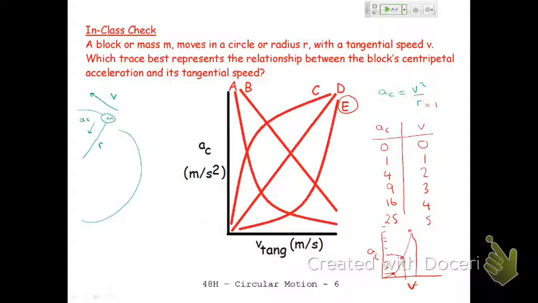Later on, I'd like you to be able to plot these graphs, even when I don't give you numbers. You just have to imagine numbers and plot them, and I look at the ratio of your points. But for the while, we're just going to recognize the trace.